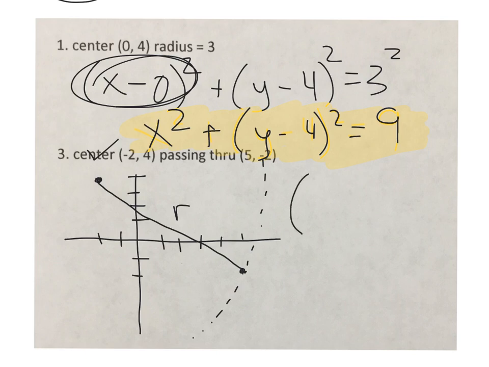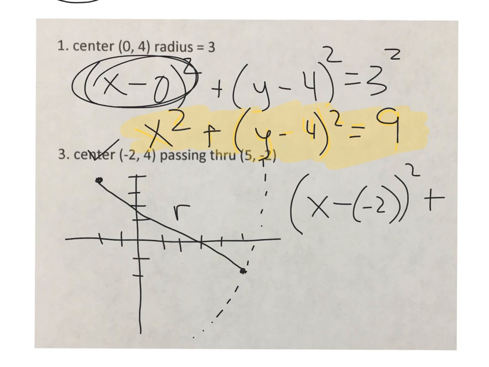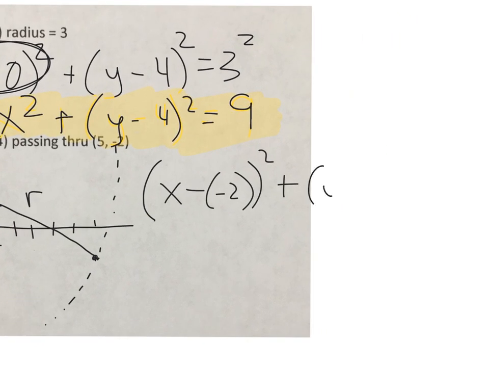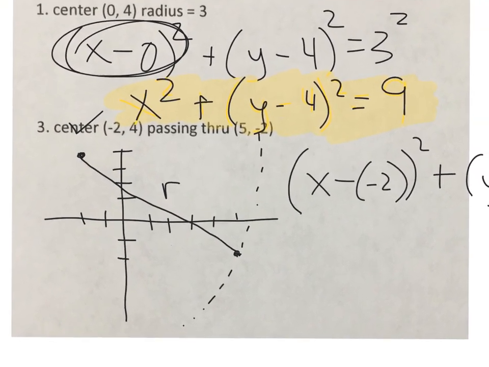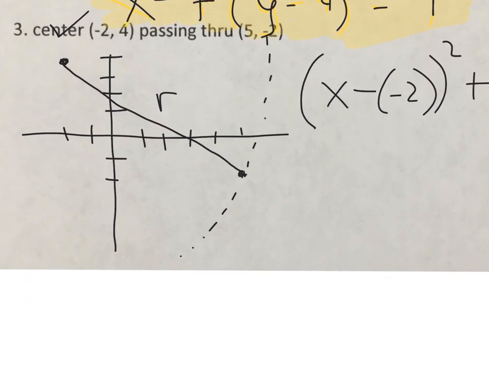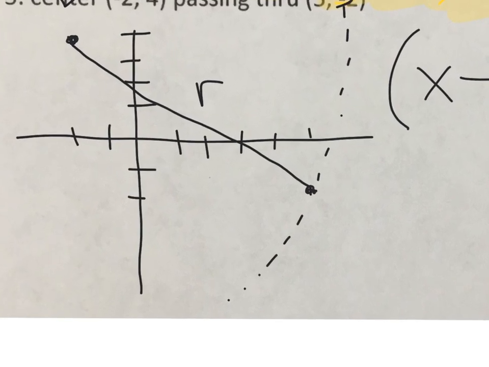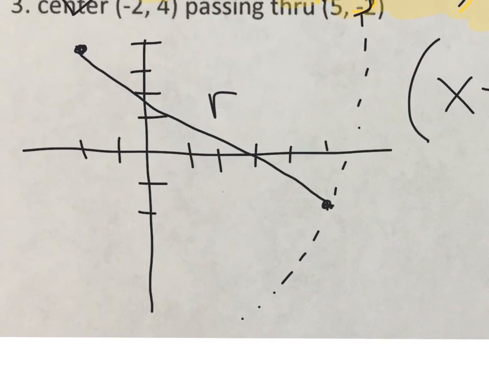So let's do this real quick. (x minus negative 2) squared plus (y minus 4) squared equals something that we're going to find out right now. So there are a couple of ways that we can find the radius here. One way is the distance formula. So if you remember that, that is perfectly wonderful. But nobody does remember it, so we need another way.